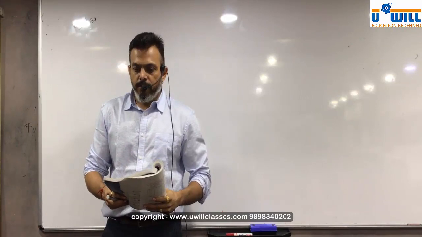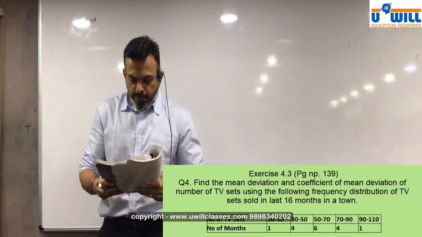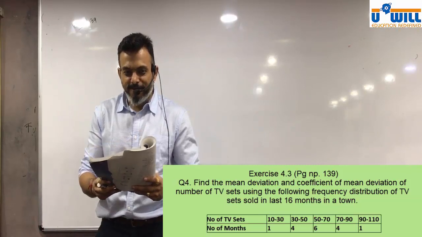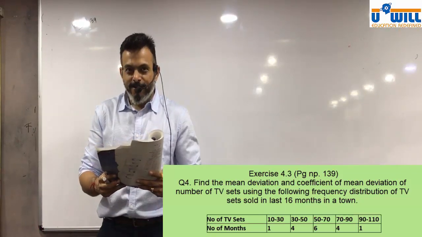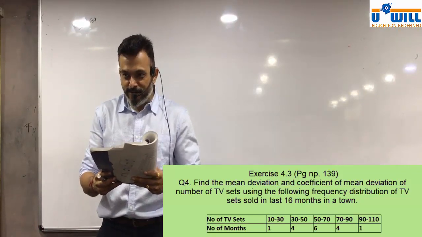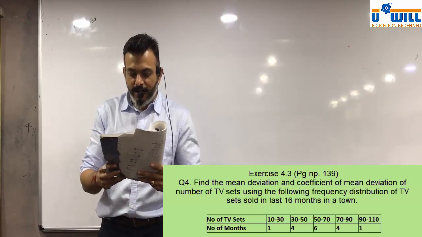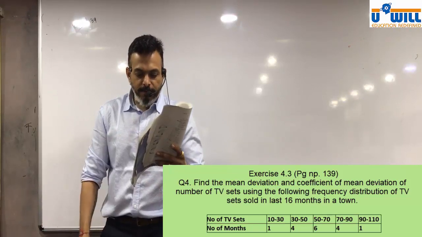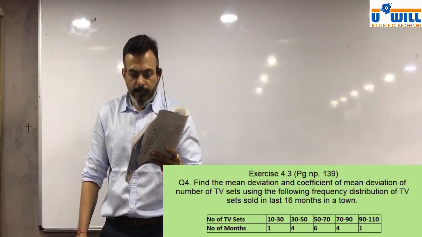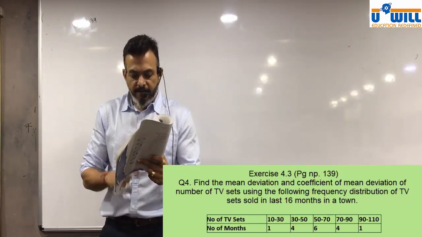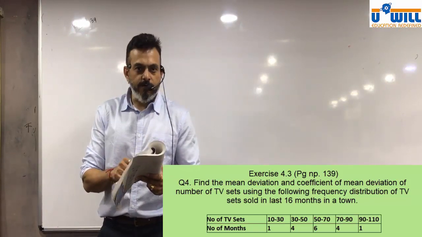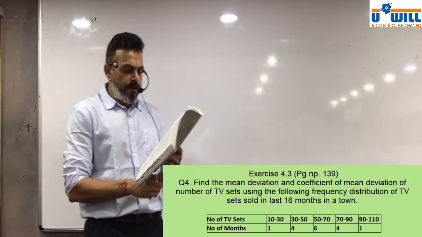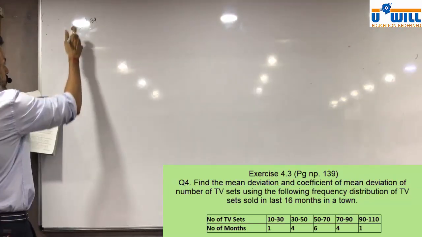Question number 4, page number 139. Find the mean deviation and the coefficient of mean deviation of number of TV sets using the following frequency distribution of TV sets sold in last 16 months in a town. Now, what type of data is this? Continuous. So over here we have class, we have frequency. So we'll write class, then mid value, and then the frequency. Okay, let's write. Question 4.